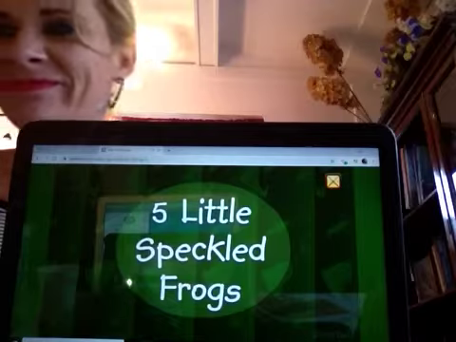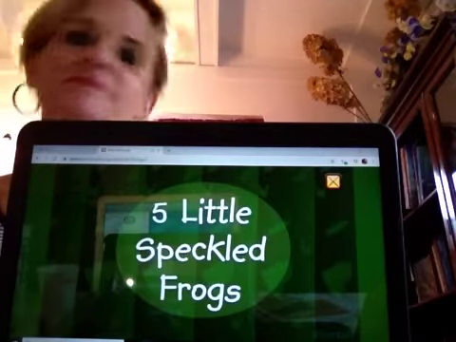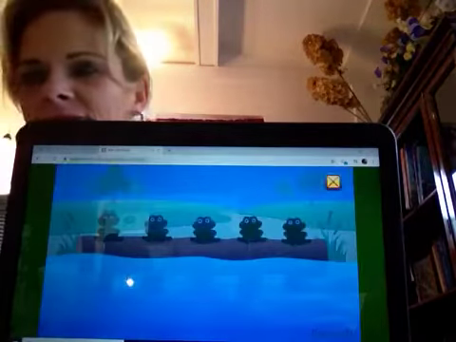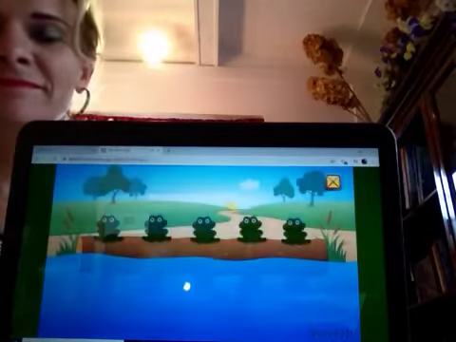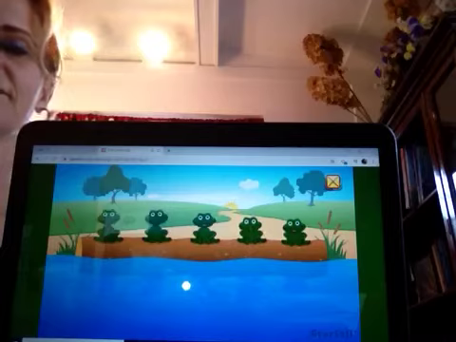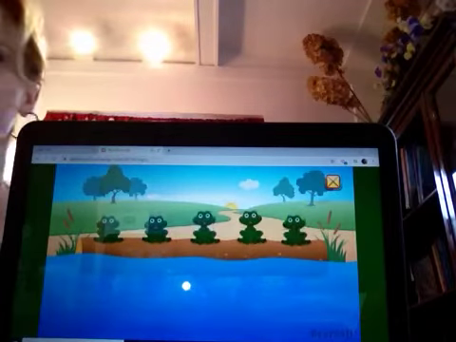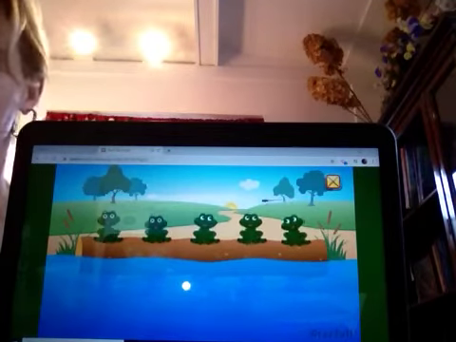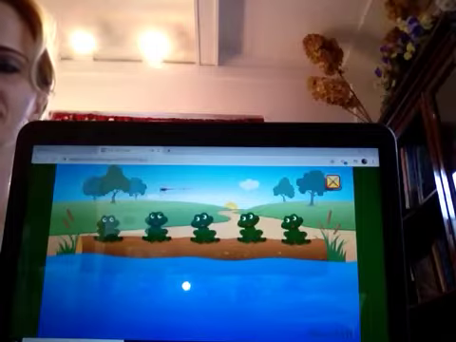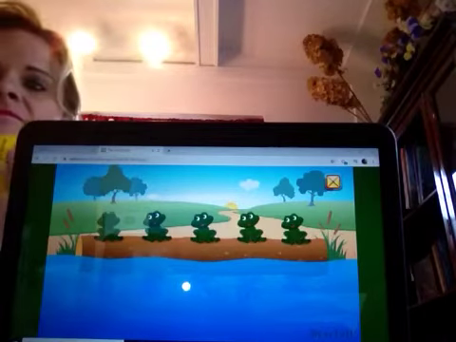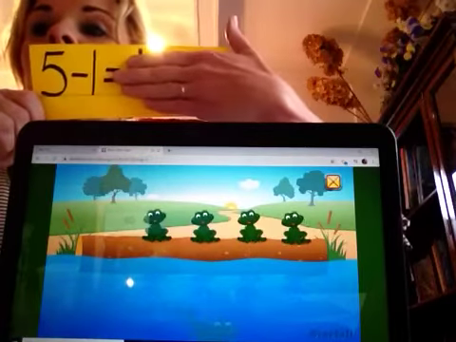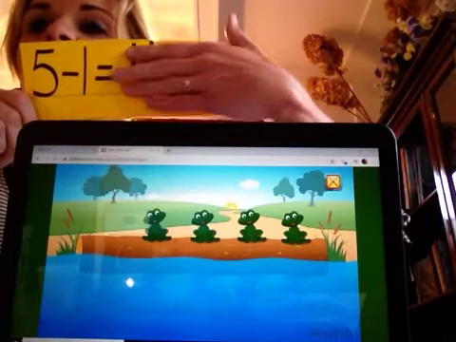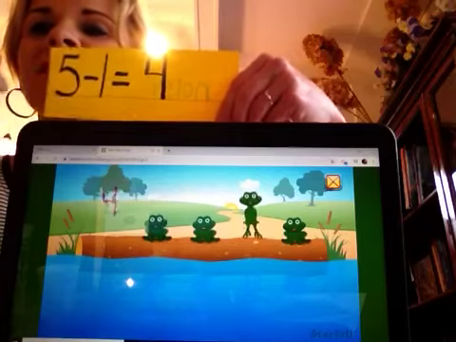5 little speckled frogs sat on a speckled log, eating some most delicious bugs. Yum, yum. One jumped into the pool, where it was nice and cool. Then there were 4 green speckled frogs.